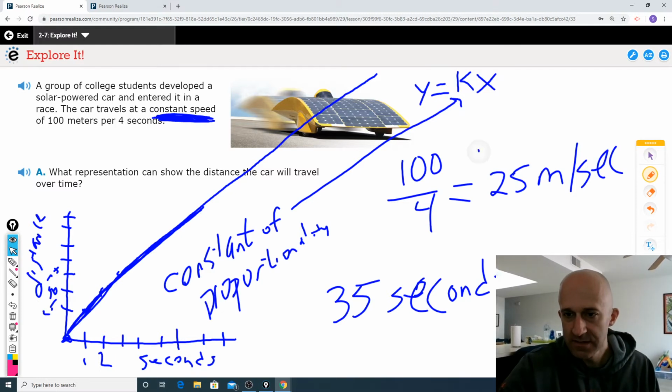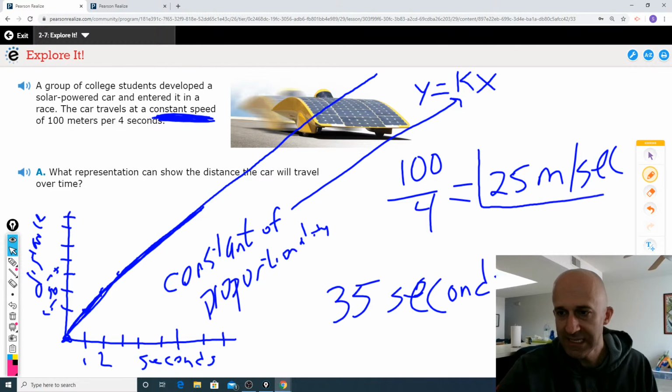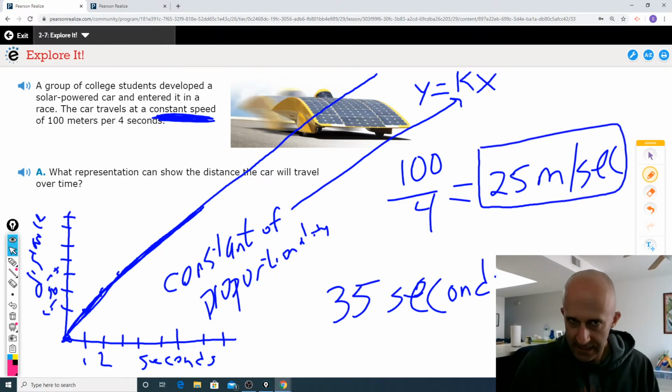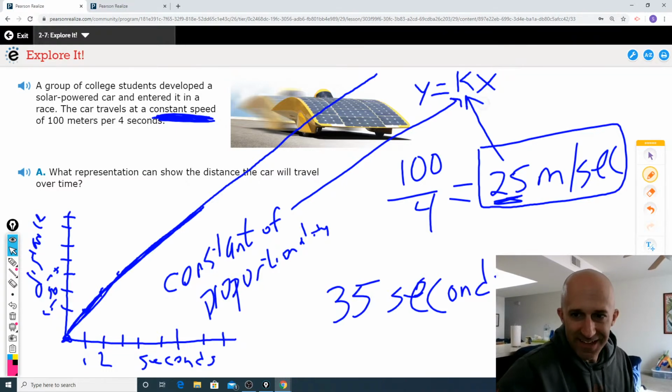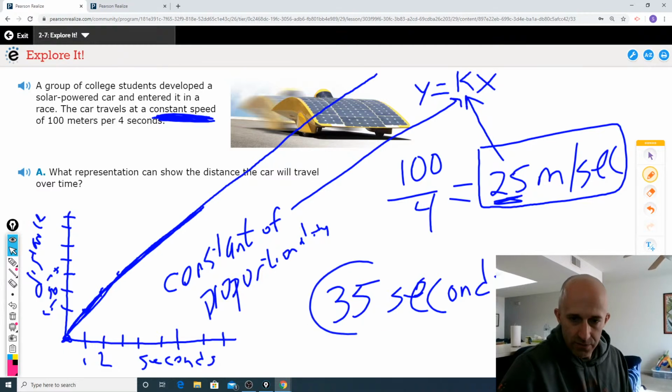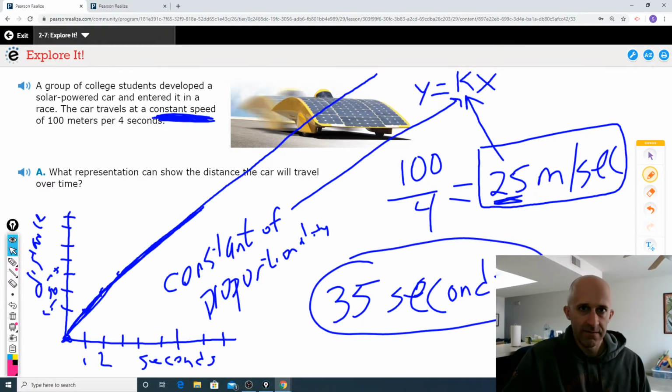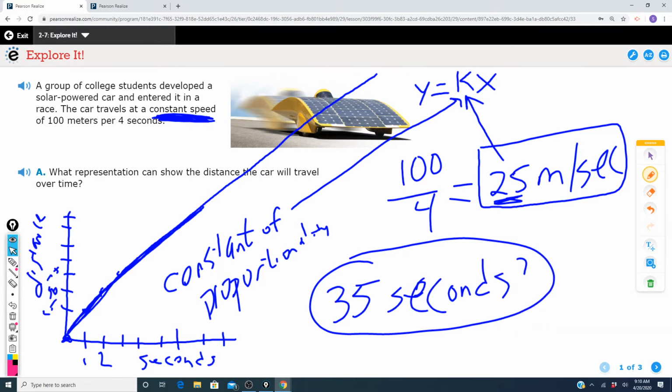We found out that K is 25 in that instance. We can then take 25 and substitute it in for K, and then take that number times 35. And it works like that for however many seconds because it's a constant speed. So let me clear this off for just a second.